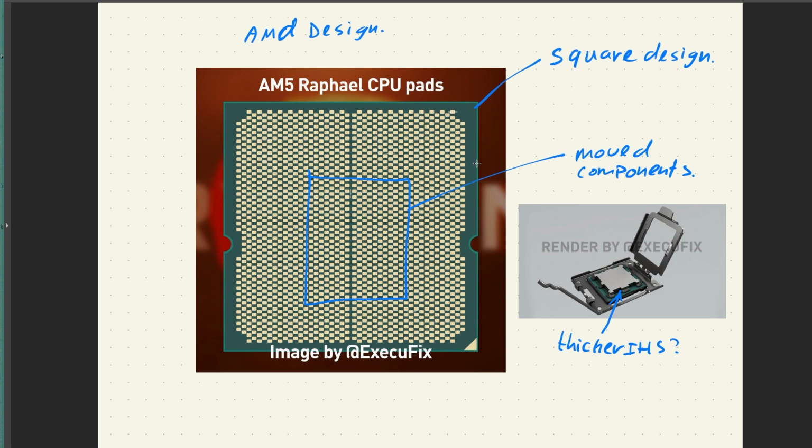Looking at, with a bit of speculation, the AM4 and AM5 AMD CPUs, I can already see two clear differences between that and the LGA1700.